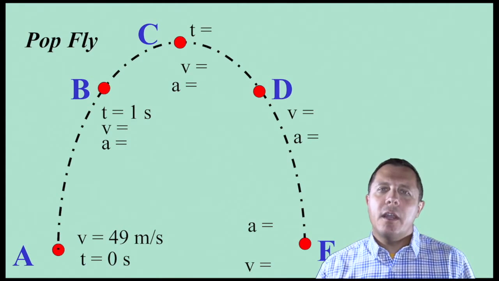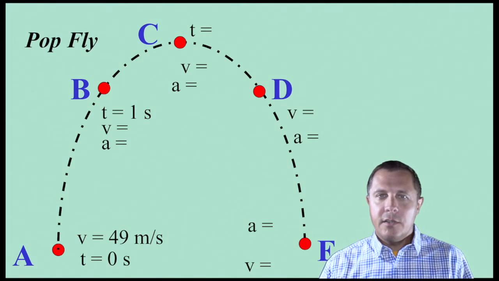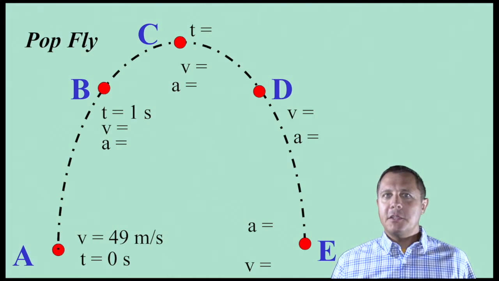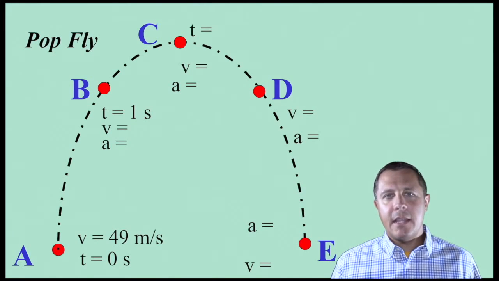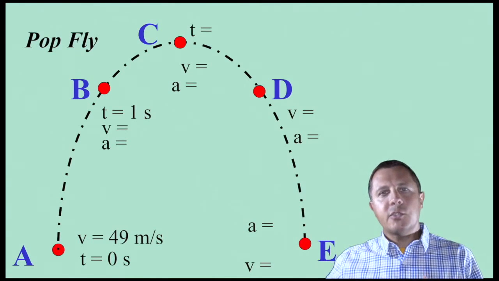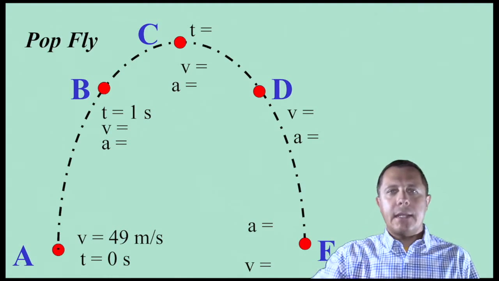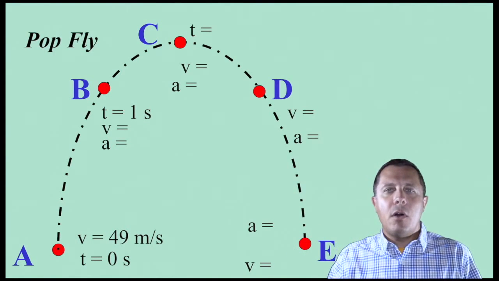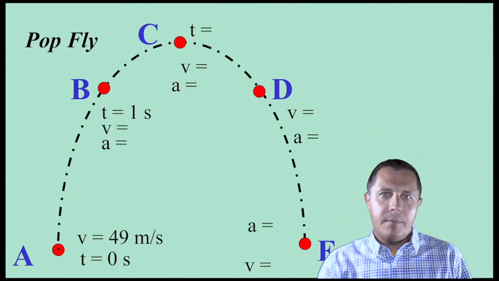Today we're going to be talking about pop flies. Okay, so this is what we're looking at right here. Something's going straight up, coming straight back down. We're going to have the picture spread out so we can look at the trip going up and coming back down. We're going to talk about gravity again, but this time with a ball that's going straight up and coming straight back down.